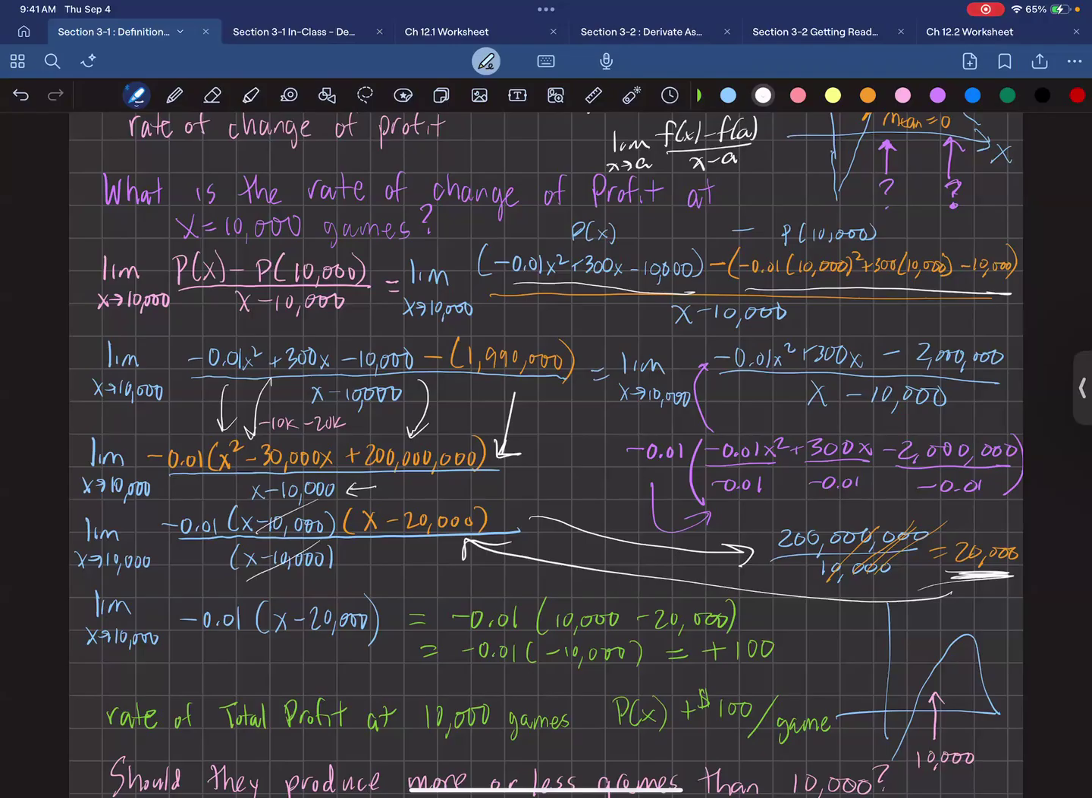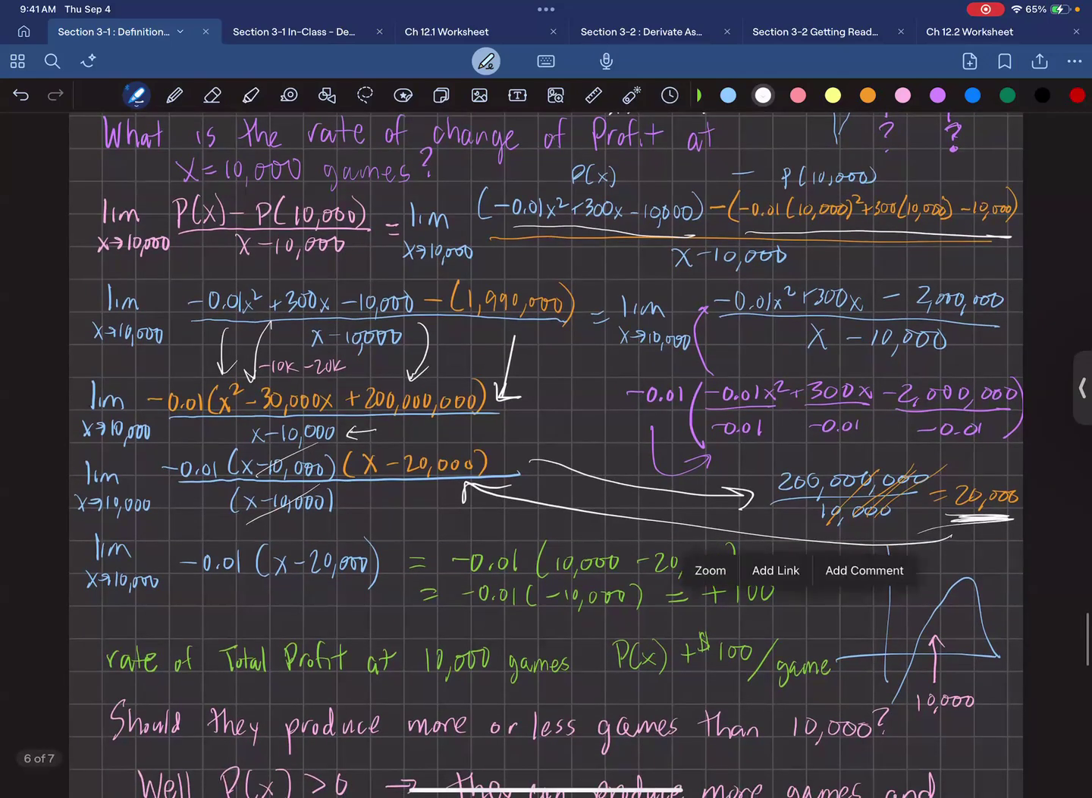Once those cancel, we have a nice little value. We figure out that it's 100 and it's positive. So it's positive, and this is the rate of change of profit.